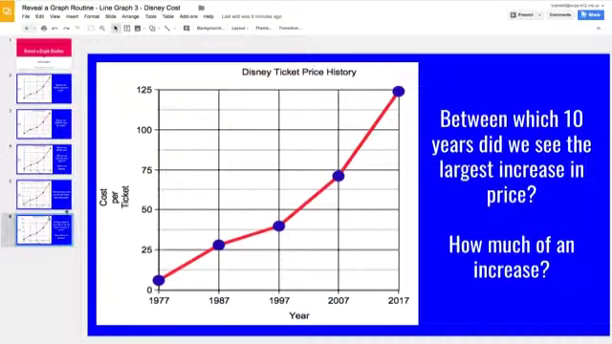And the final slide, I always have one closed question that I pose just in case this question didn't come up. For example, here, between which 10 years did we see the largest increase in price? How much was the increase? A lot of times I will find with this routine that the students have already come up with that question before I've even put this slide up. So if they do come up with a question on the slide before, then I simply eliminate this one from the routine. So that's one example.